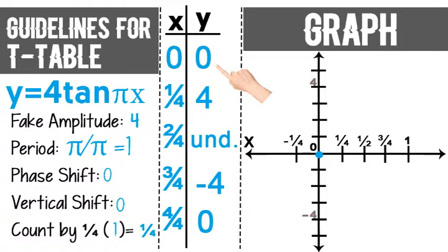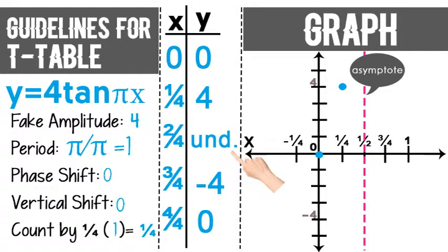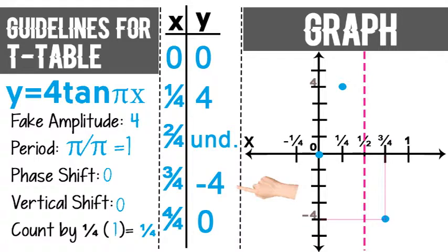At 0, we have 0. At 1/4, we have 4. At 2/4 or 1/2, we have an undefined value, so that's going to be a vertical asymptote. At 3/4, we have -4, and at 4/4 or 1, we get 0 again. Connect the points wherein the graph is ascending to infinity beside the asymptote without touching it.